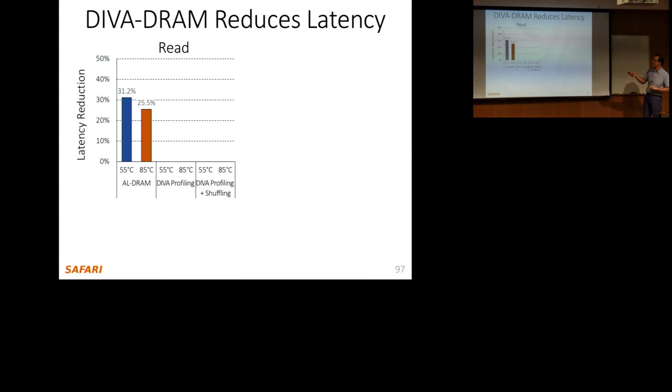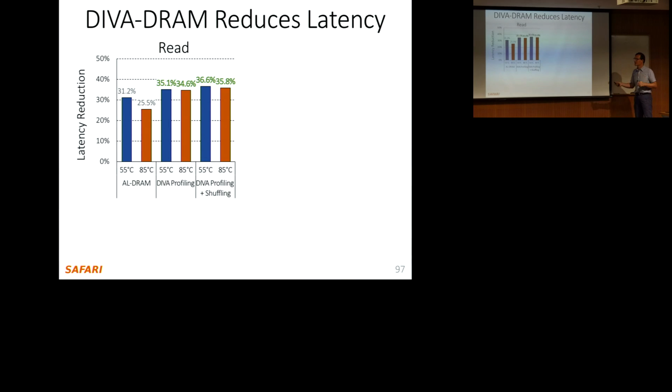But these are the latency reductions that you get with a newer set of DRAM chips that we've examined. So AL-DRAM, adaptive latency DRAM, for example, at 55 degrees Celsius, reduced the read latency by 30%. But it's not as effective at 85 degrees Celsius, 25%, because of the variation across the DIMMs. If you do this DIVA profiling, we find that you can reduce the read latency by about 35%, more than AL-DRAM, at both temperatures. Because here, we're not really relying on the temperature. We're really exploiting that spatial variation.